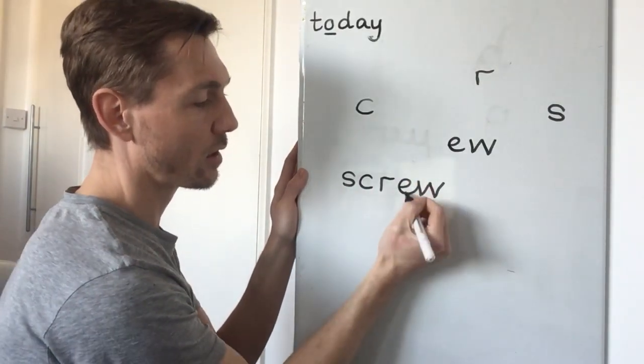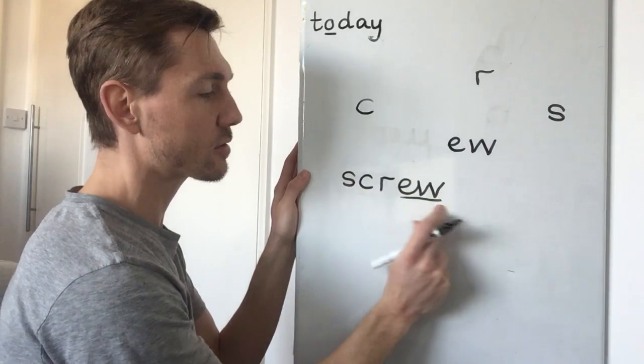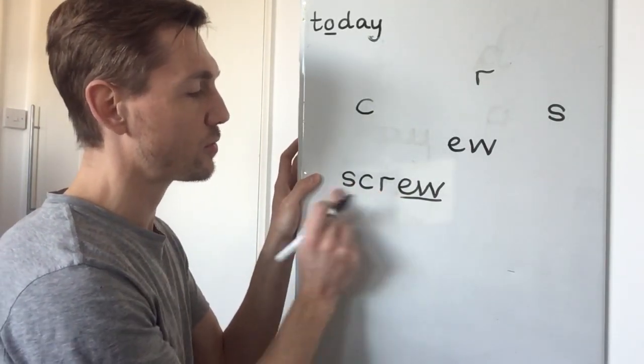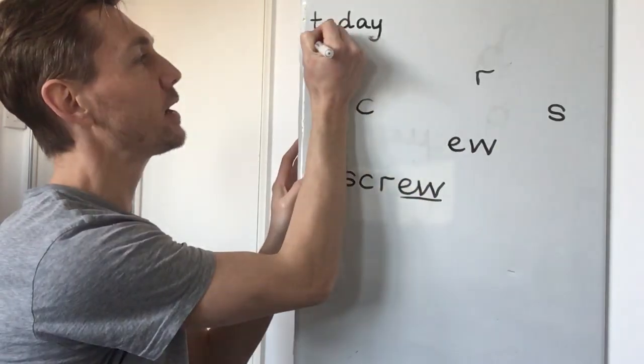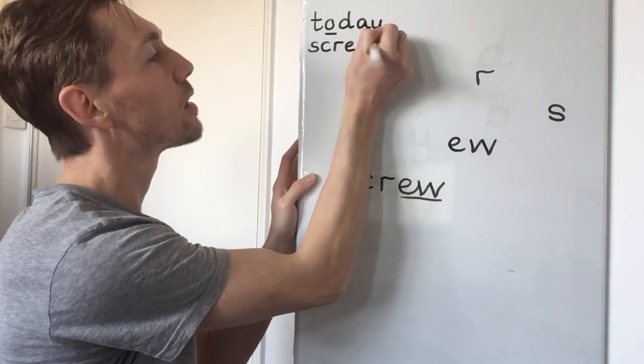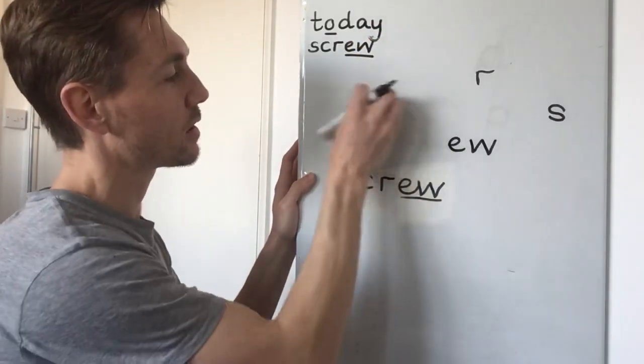Screw. Say the sounds to read the word. S, k, oo, screw. And we'll put it up here on our list. Screw.